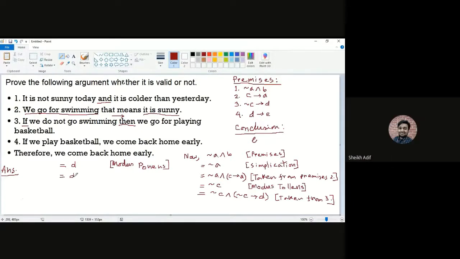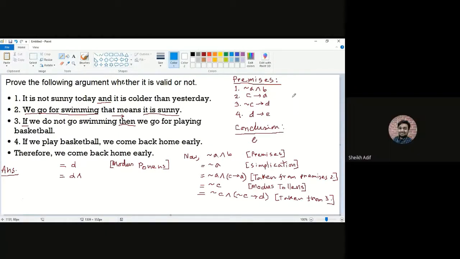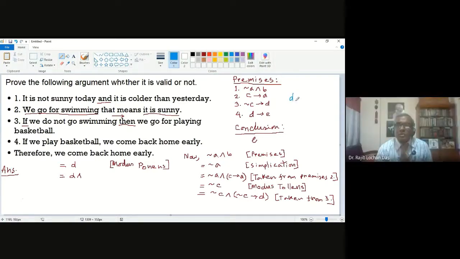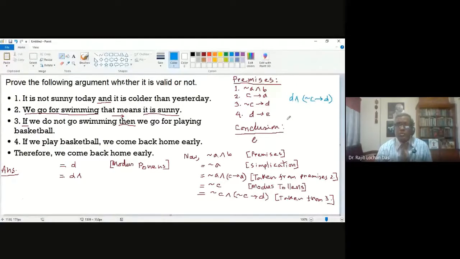Sir, if it was Q and P implies Q, then what would have been the answer? Like here, it was not C and not C implies D. What if it was D and not C implies D? Then you would answer not C. This is not modus ponens. It is sure it is not modus ponens.